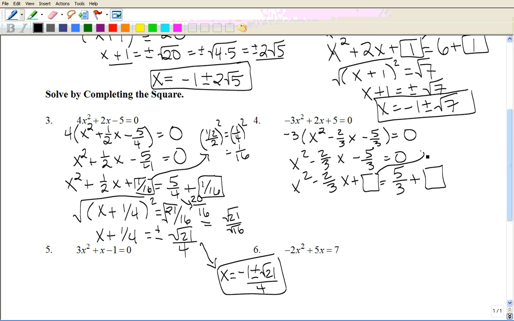And the box here, okay, so we have b over 2, so if we have negative 2/3 divided by 2 squared, well, negative 2/3, half of that is, half of 2/3 is 1/3, so I'll have negative 1/3 squared. And 1 squared is 1, 3 squared is 9, so in each of my boxes I have 1 over 9.